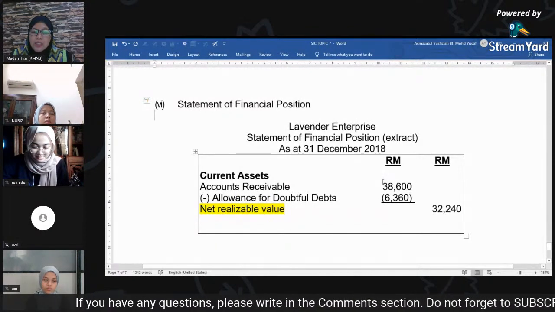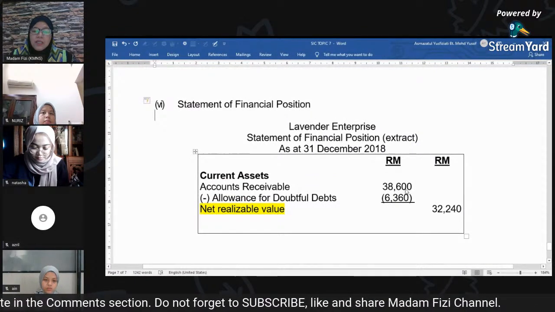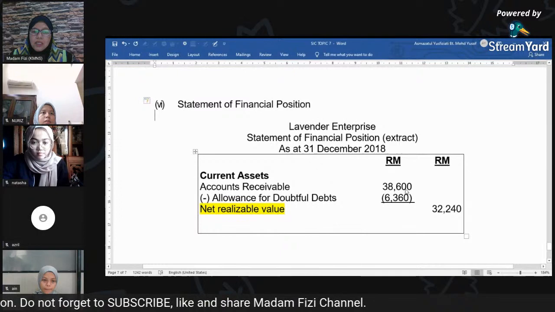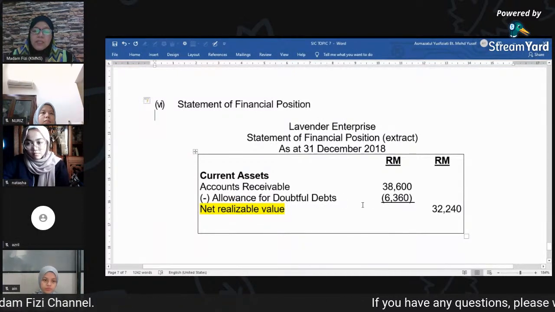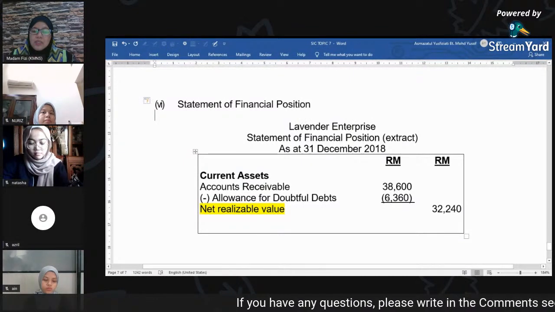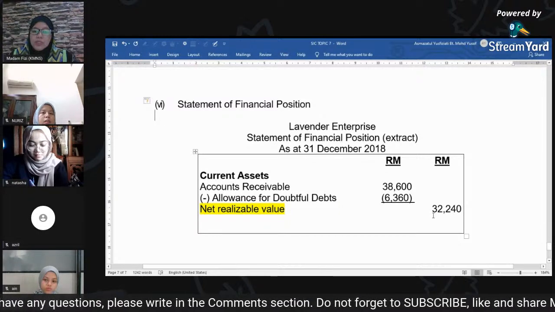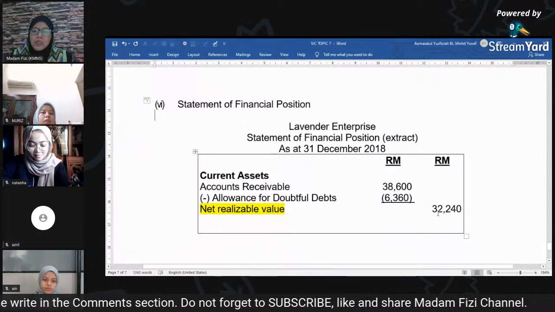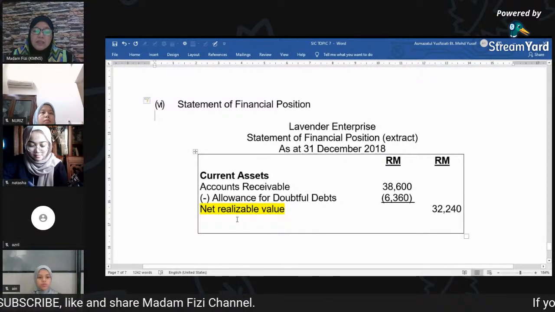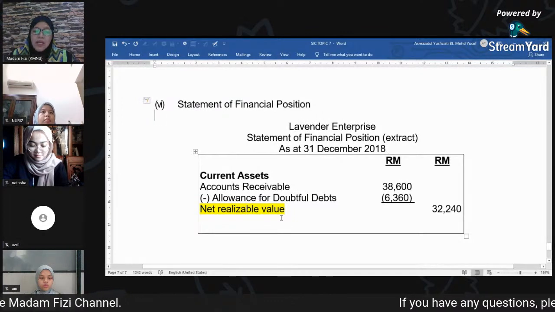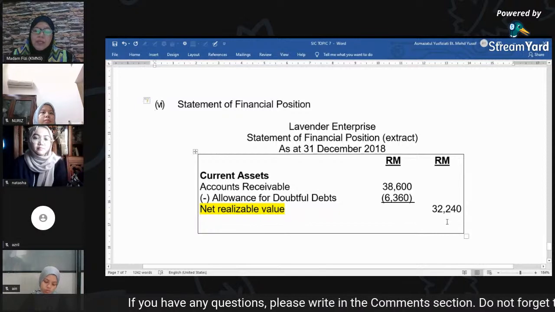Where did you get this figure? Mana dapat figure ni? Ada dekat question. So, minus allowance for doubtful debt. Allowance for doubtful debt yang kita kira tadi is 6,360. So, equals to 32,240. 32,240 is net realizable value. So, write down net realizable value then awak dapat markah.